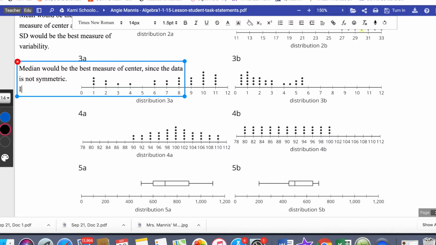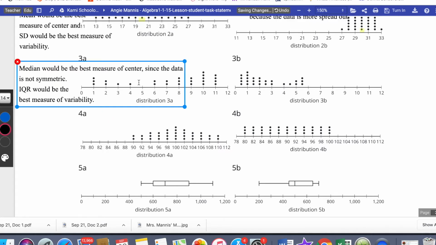So if we use median, then we want to use IQR for our variability because those go together. You need median in order to find IQR because you have to have median, and then after you find median, you find Q1 and Q3, and then you subtract Q1 from Q3 to get your IQR. IQR would be the best measure of variability. And again, it's because they are not symmetric. Okay? And then we've got to determine which one has a greater median, which one has a greater variability.